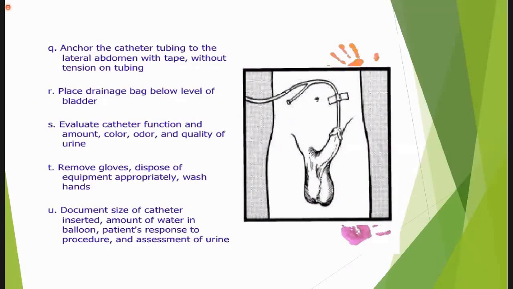Now secure the catheter tube to the lateral abdomen with tape without tension on the tubing. Place the drainage bag below the level of the bladder. Evaluate the catheter function and the amount, color, odor, and quality of the urine. Remove the gloves, dispose of the equipment, and wash your hands.